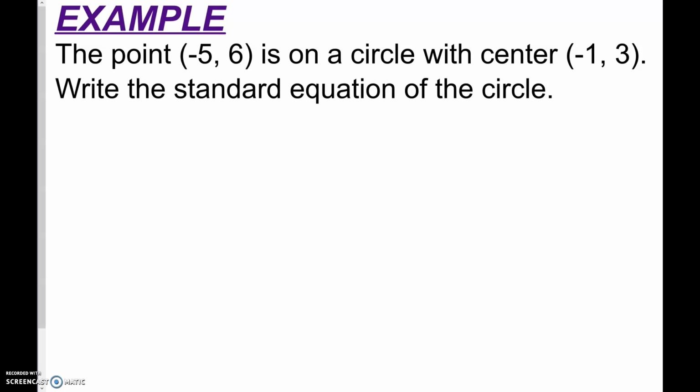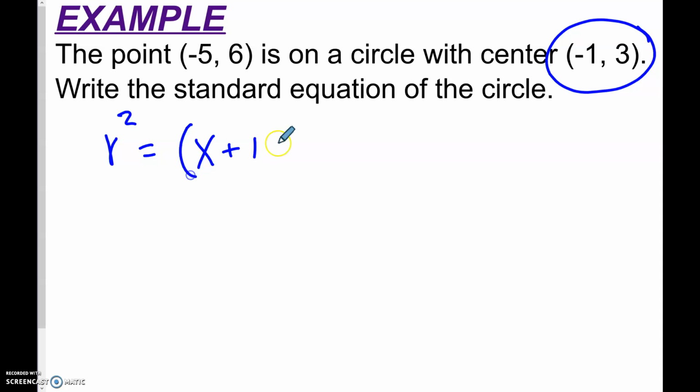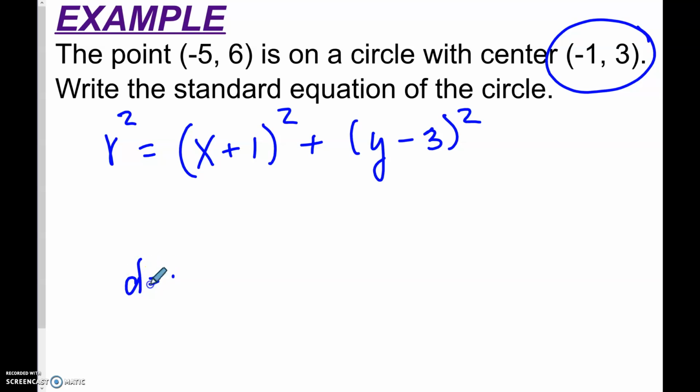All right, so if they give you a point on the circle, can we now write the equation of this circle? All right, so what are we going to do here? If I want to write the equation, I need radius squared equals x, where is my center, is right here. So it's going to be x plus 1 quantity squared plus y minus 3 quantity squared. So now I'm going to find my distance between a point and the center. I need to find my distance so that I can find my radius.